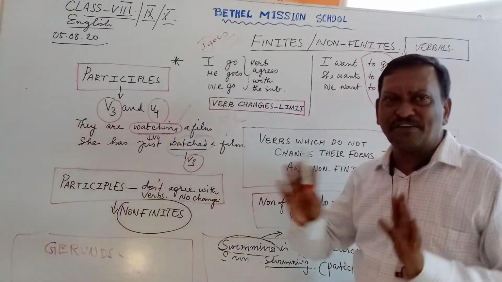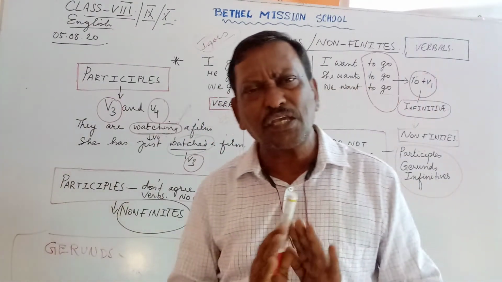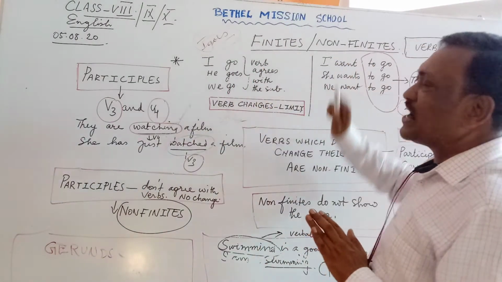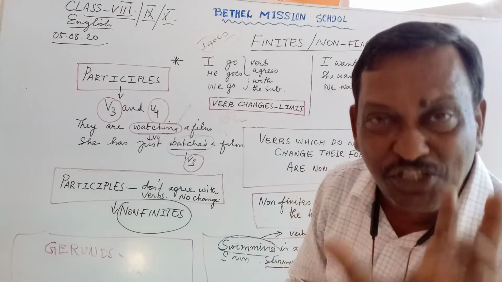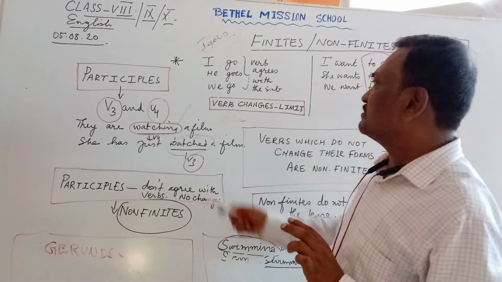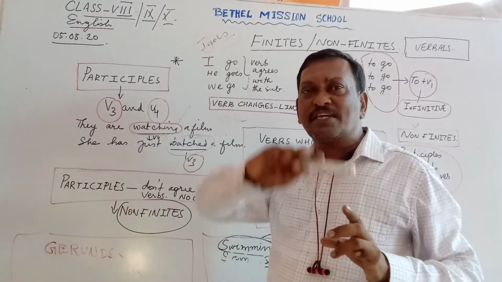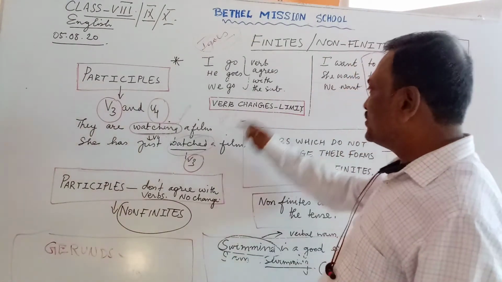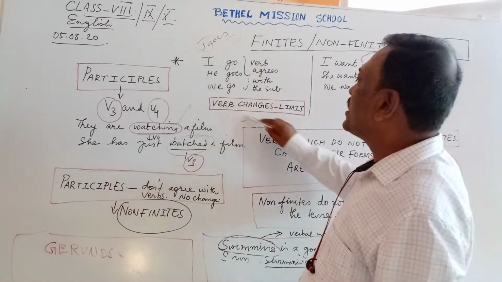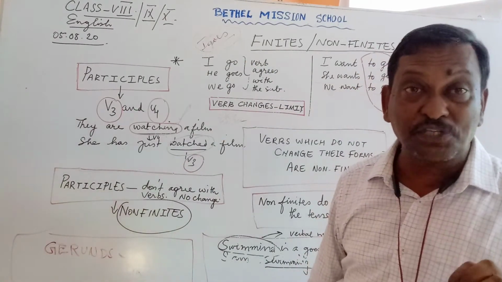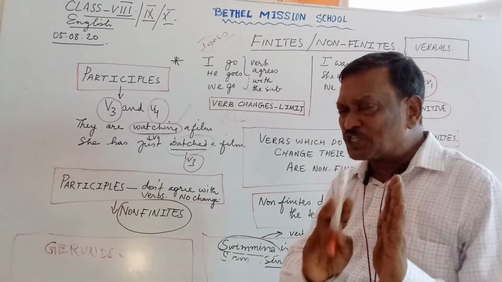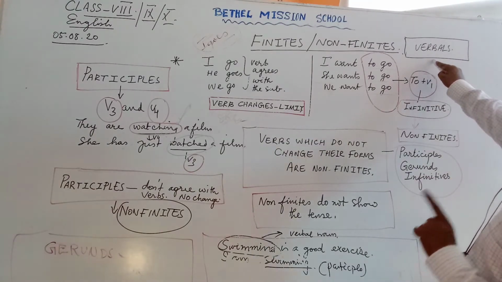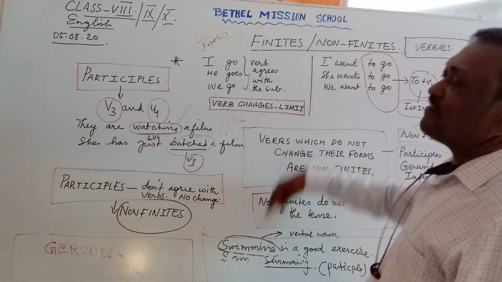If you can understand these two concepts today, I think you will have a fairly good knowledge about finite and non-finites. So before I wind up, let me give you a gist of what we discussed today. When the verb changes its form according to the subject, it has a limit. And those verbs which change according to the subject are known as finite verbs because their role is limited. They show the tense. But opposite to finite verbs is the non-finites.